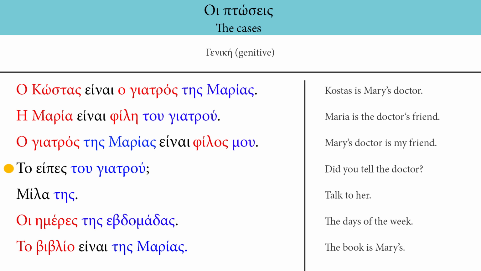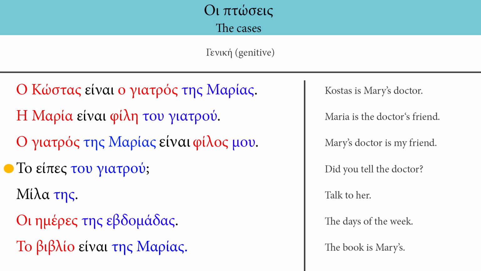And now let's see some verbs that get an object in the genitive case. Το είπες του γιατρού. Did you tell the doctor? Το is the weak form of the third person of the personal pronoun. It is not the definite article and it means it. That's the only thing you have to know for now. Είπες, you told. It is a past tense of the verb λέω. Also ignore that for now. What we care about here is the genitive case, του γιατρού.